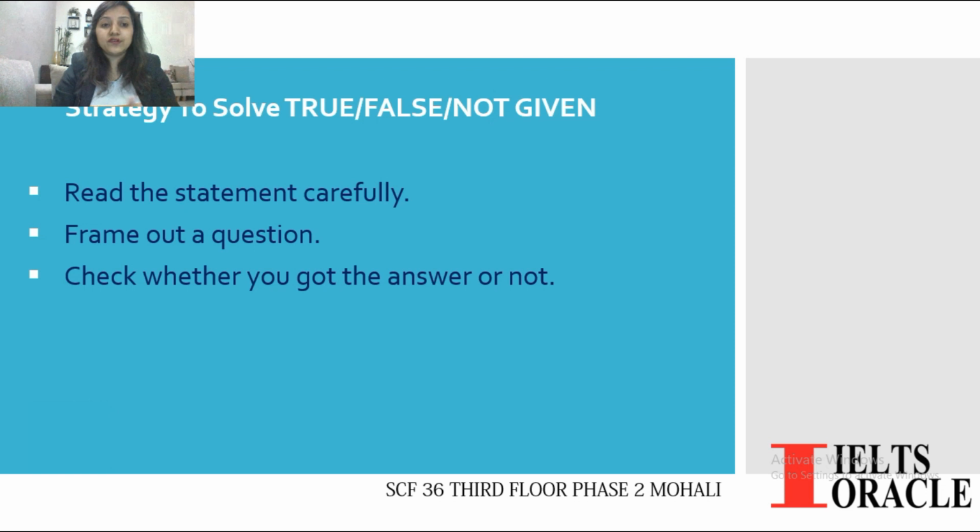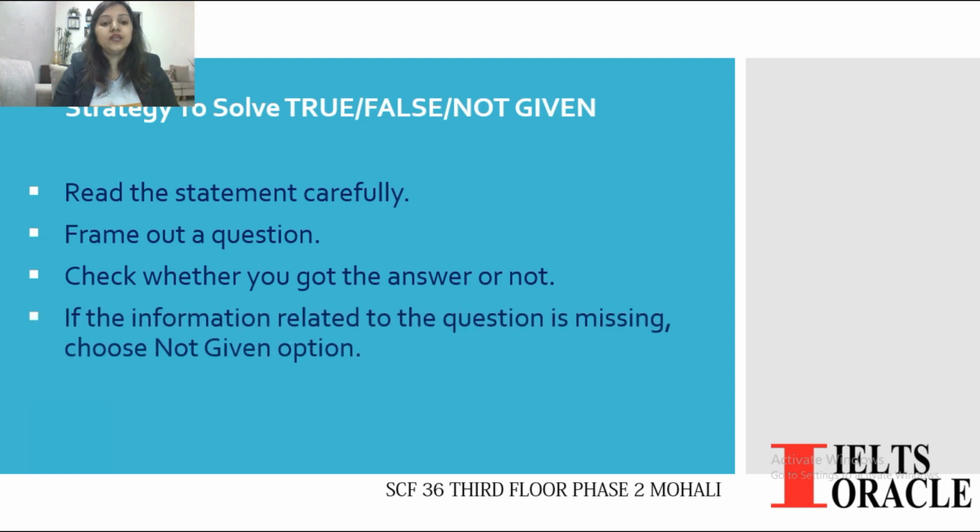You know that after reading the statement, we are going to refer to the passage, the information given in the passage. So now it's time to find out whether you are able to answer the question which you have framed by utilizing the information given in the statement, whether you are actually able to answer the question now after going through the passage or not. There will be two probable options only. Either you're going to get the answer or you're not going to get the answer, right?